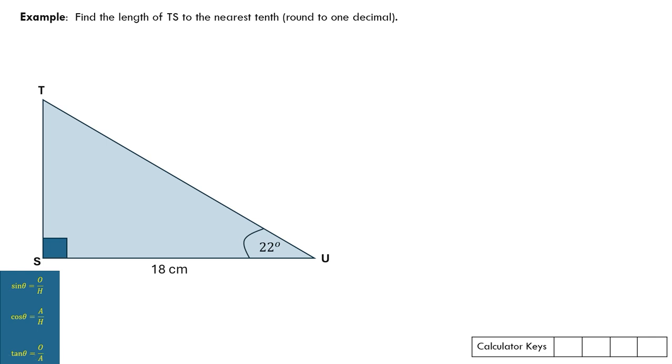In this example, we're asked to find the length of TS to the nearest tenth. That's 1 decimal place. Here's our reference angle, 22 degrees. So we'll start by labeling our sides. We're asked to find side x, which turns out to be the hypotenuse. We're given the adjacent. So we look down here to see which trig ratio deals with hypotenuse and adjacent, and we see that it is the cosine. So we know we'll be using the cosine ratio.